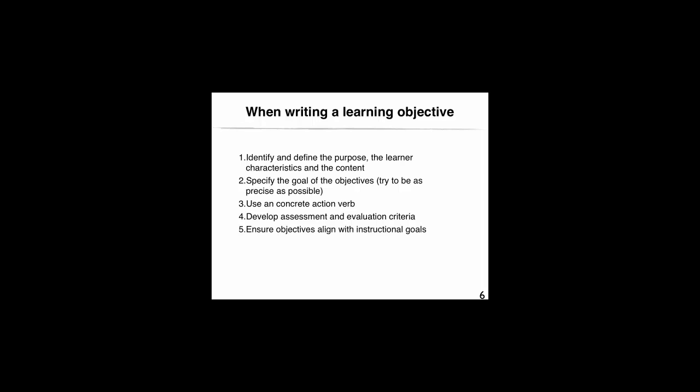When writing learning objectives, you have to think about a few things. First, you have to identify and define the purpose, the learner characteristics, and the content. You also have to specify the goal of the objectives, and you have to try to be as specific or precise as possible. You have to use a concrete action verb. For example, to know is not a concrete action verb, but to name something is something that you can actually observe and measure.